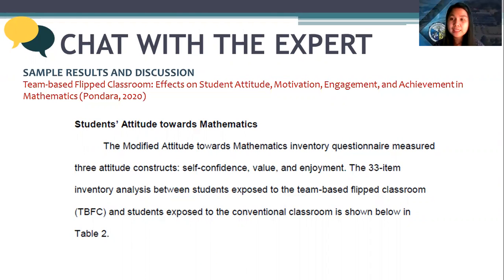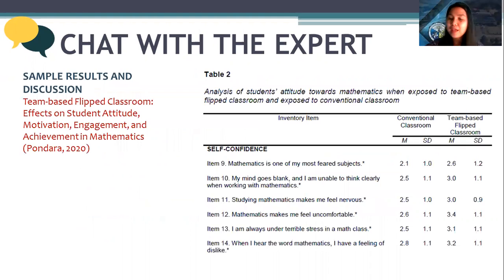How will I show my analysis table? Here. The test items are here. This is the conventional classroom group, my control group, and here's my experimental group. So the mean is solved. The standard deviation is also solved per item. Then the same for the team-based flipped classroom and for the standard deviation. So again, introduction, table, followed by the explanation of the table.